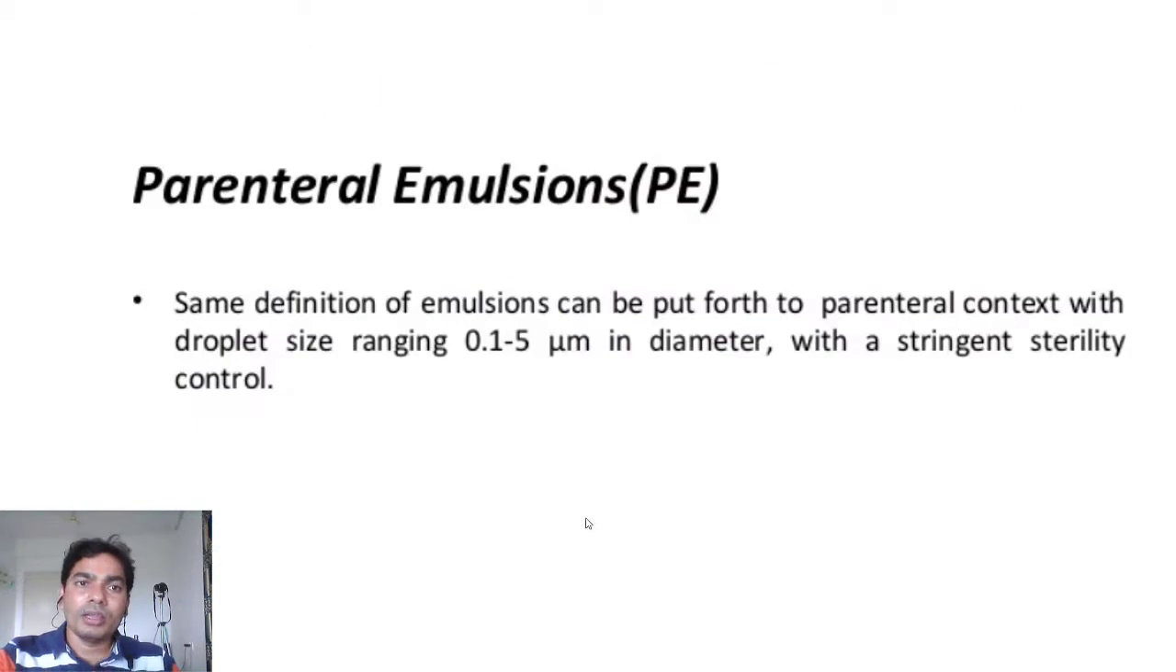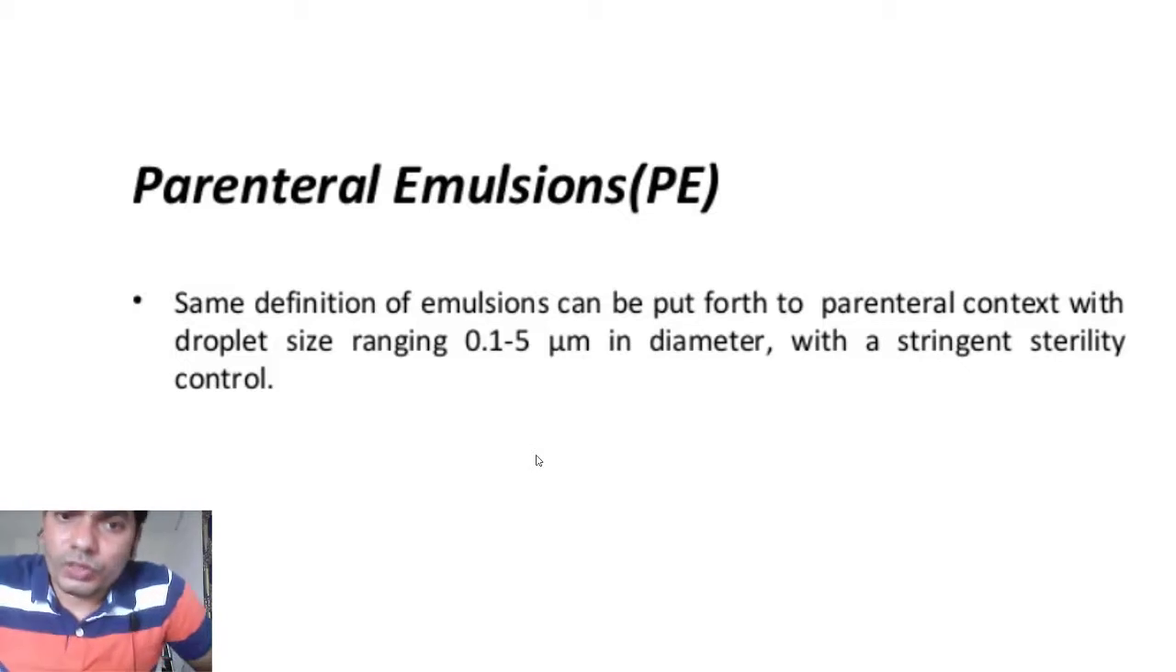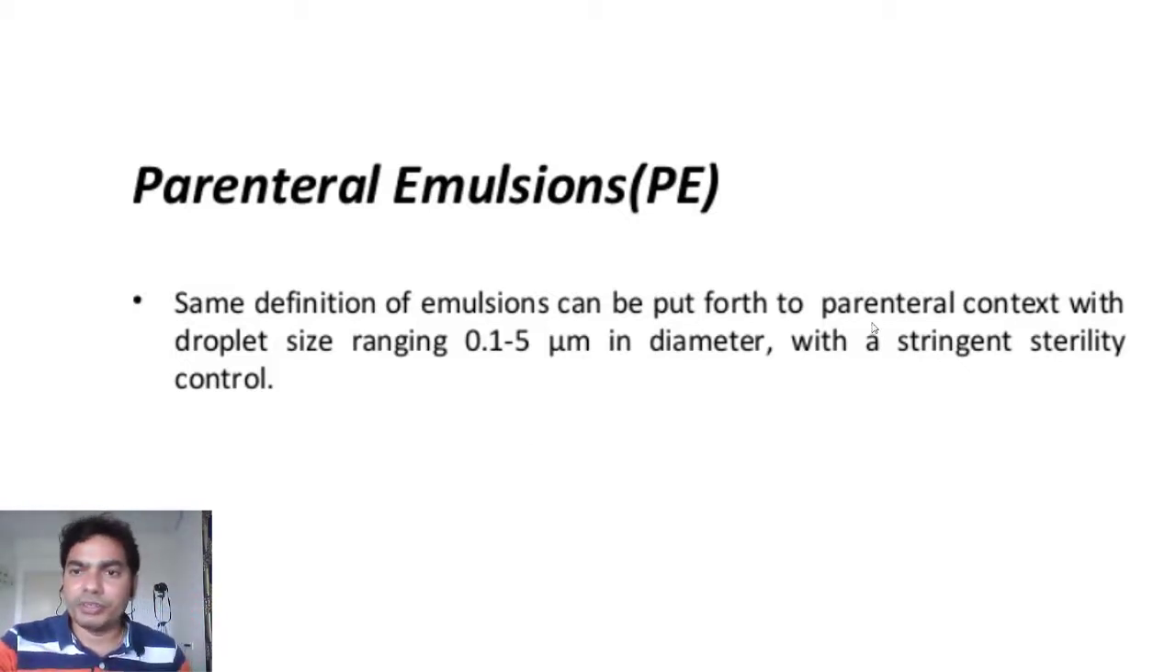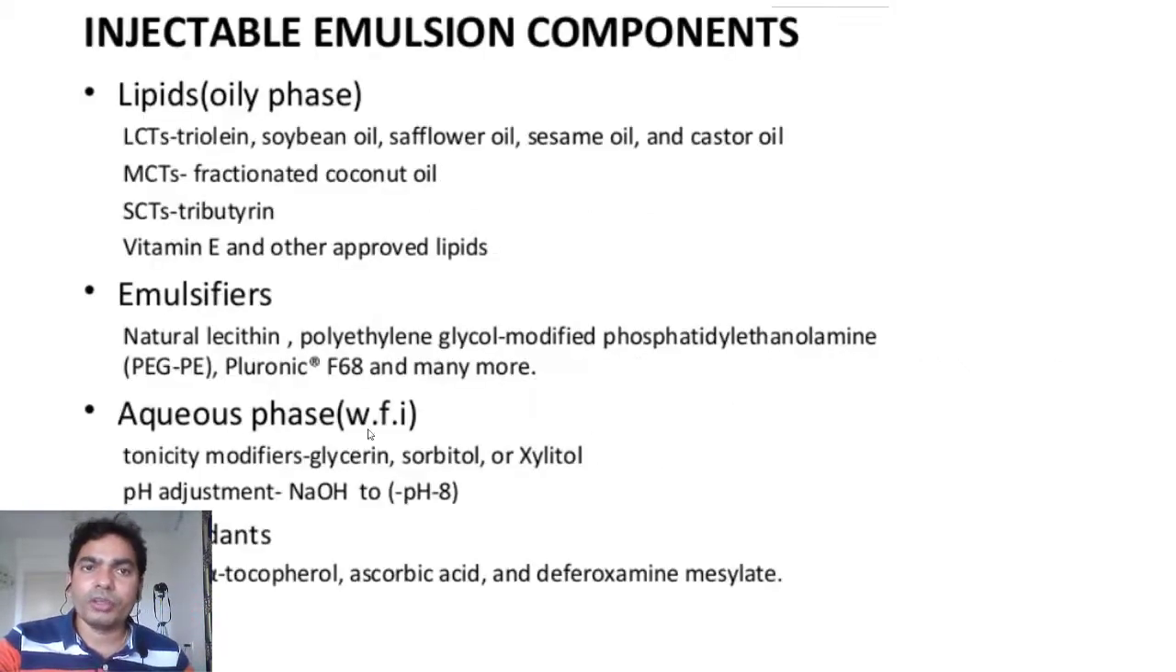Basic fundamental. Parenteral emulsions. Some definition of emulsions can be put forth in the parenteral context, with droplet size ranging from 0.1 to 5 micrometer in diameter with stringent sterility control. So if you talk about injections, if you talk about vaccines, injections contain different kinds of emulsifiers. There are different components of that drug, or the injection or the vaccine.